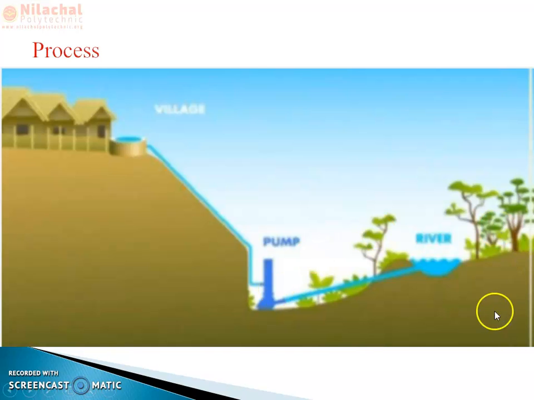Generally, now you observe, here is the river. We have to supply the water from the river to the village or the hill area. Where electricity is not available, we can use this hydraulic ram. This is the main application of the hydraulic ram.